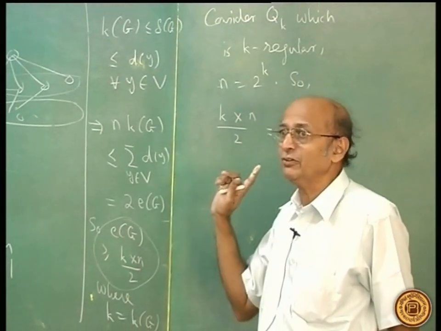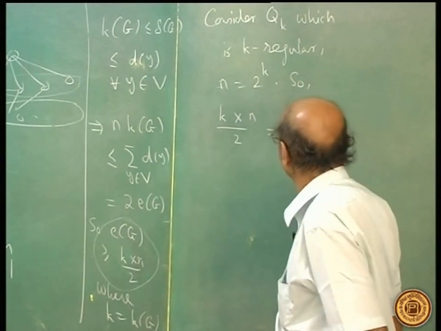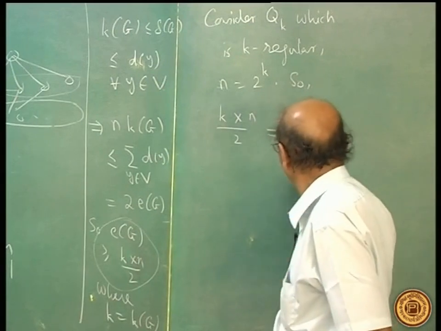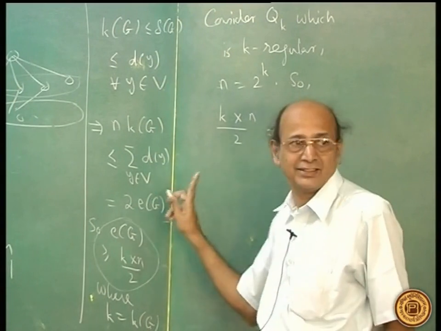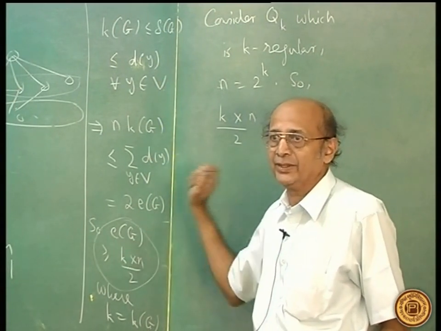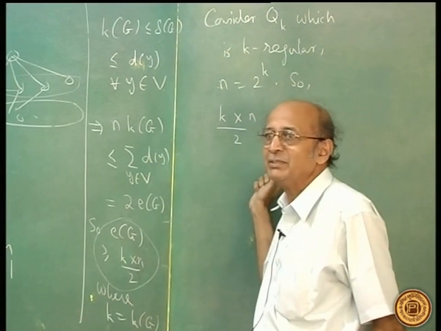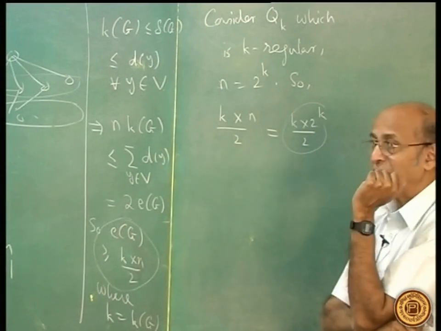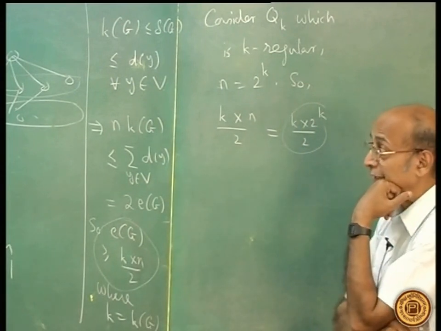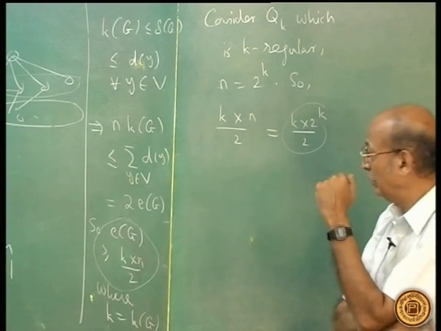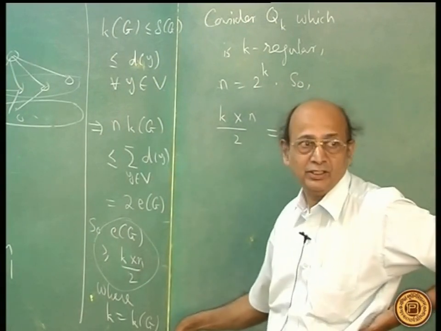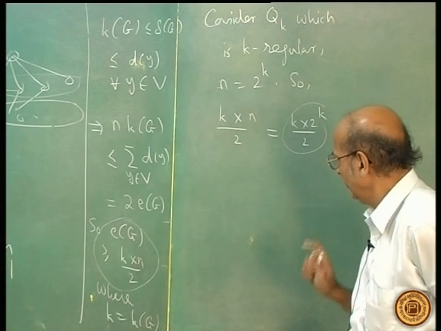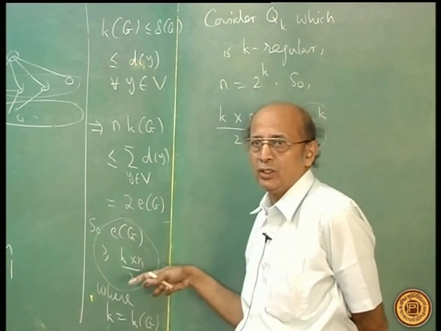If you want to have a graph whose connectivity is k and the graph has 2 raised to k vertices, then it must have at least these many edges, and the cube graph has exactly those many edges. So if you remove some edges from the cube graph, it will not remain k connected, because that's what we have proved here. So in case of cube graphs, you have achieved something that attains this threshold.